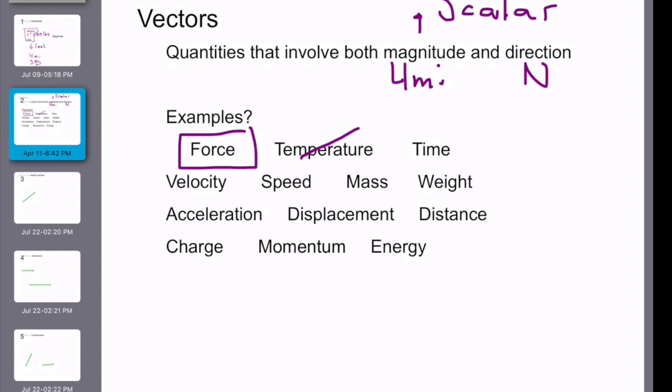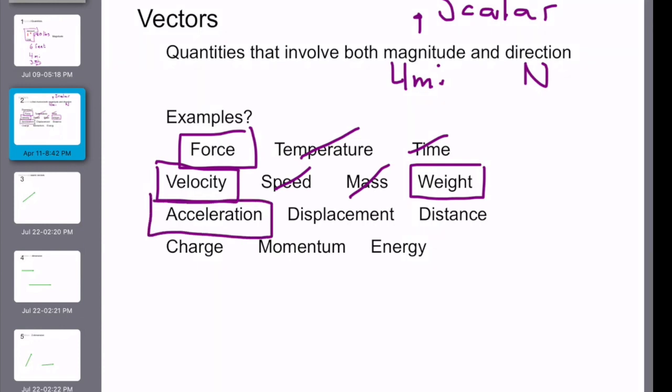Okay, temperature doesn't have a direction. We don't say 3 degrees southeast. We don't really talk about that. Time doesn't have a direction, up, down, south. Velocity, we're going to use this quite a bit. That is a vector. Weight, it turns out, is a force. So that's a vector. It has a direction of down towards the center of the earth. Mass is how much material. That's not a vector. Acceleration has a direction. So that's a vector. Displacement, which we're going to talk about very soon, also is a vector.